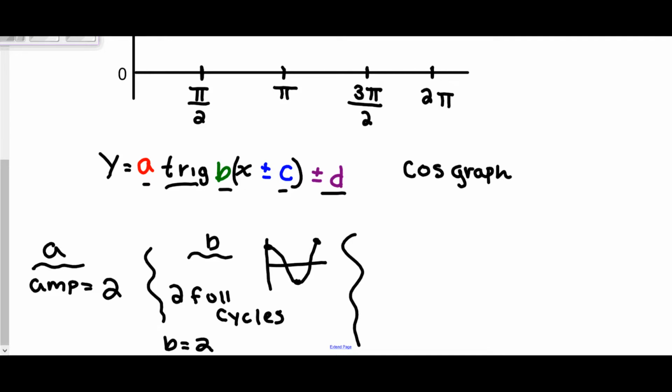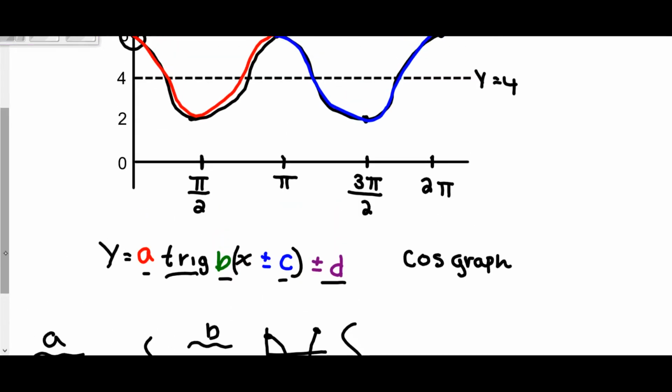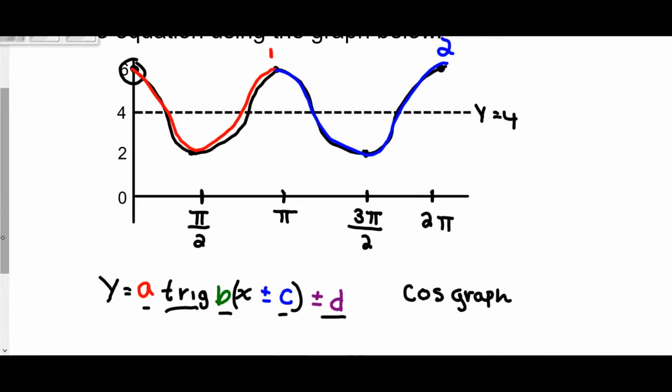The next value that we're going to want to find is our C value, or our phase shift. So a phase shift is the horizontal shift, meaning we have these critical values of pi over 2, pi, 3 pi over 2, and 2 pi. Those are the quadrantal angles. So that's 90, 180, 270, 360.